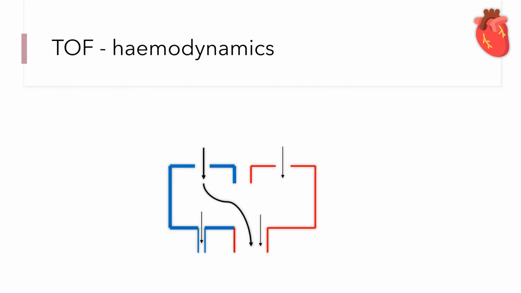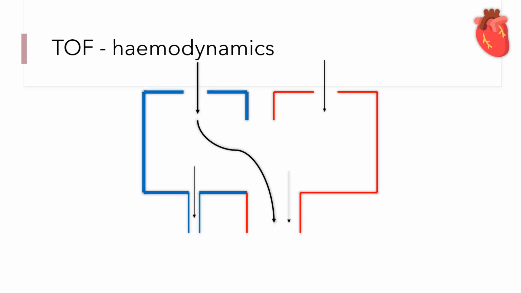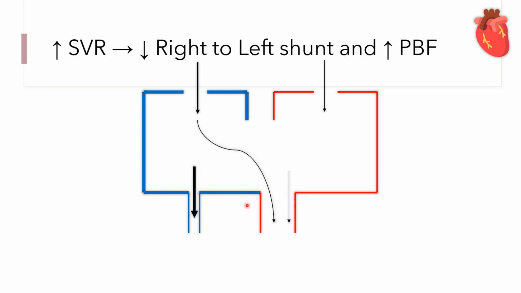So now coming to the hemodynamics of a cyanotic spell. If this is the schematic representation of the heart with tetralogy of Fallot, look at this area. If any condition increases the systemic vascular resistance, there will be decreased right to left shunt and increased blood flow through the pulmonary circulation. This will lead to a decrease in cyanosis. So increased systemic vascular resistance will lead to decreased right to left shunt and increased pulmonary blood flow, which will decrease the severity of cyanosis.